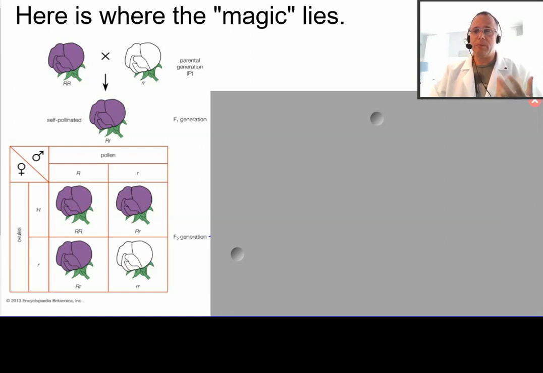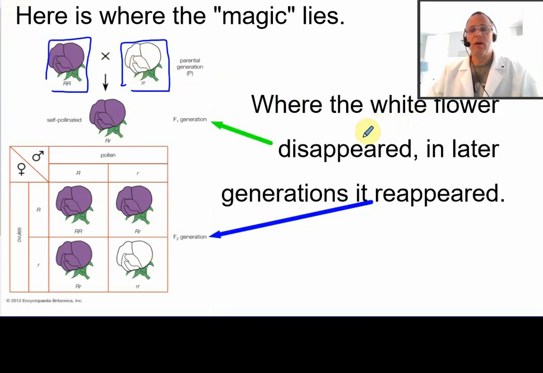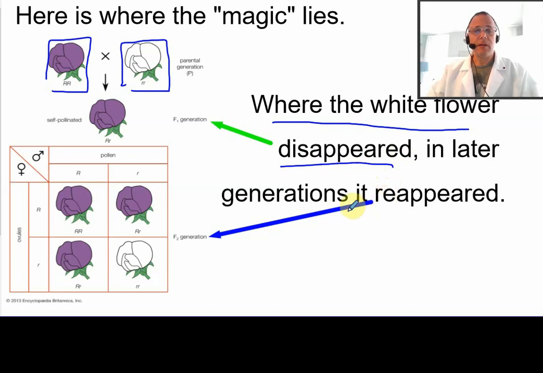So here is where the magic lies. Just a recap. We had a purple flowered pea plant with a white. The offspring showed purple, as though the white never existed. But when the offspring had offspring of their own, the white reappeared. Where the white flowers disappeared, in later generations, they reappeared. That kind of summarizes the magic of Mendel.